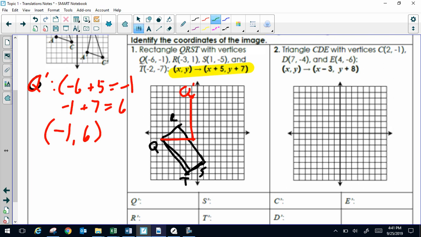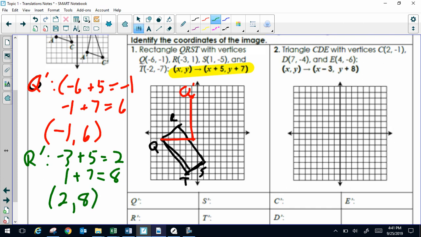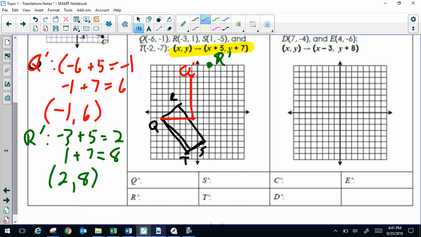Then you're going to do the same thing for each one of these. So let's talk about R prime. It says take the x and add 5. Well, R's original x is -3, and I'm going to add 5 to it, which gives me +2. For the y, it says take the y value, which is 1, and add 7 to it. Well, 1 plus 7 gives me 8. So my point is at 2, 8. So here is R prime. Okay, so we got our Q prime. We've got our R prime.